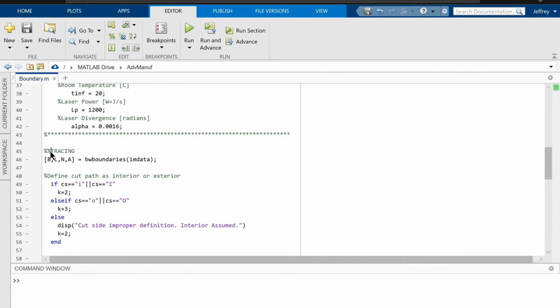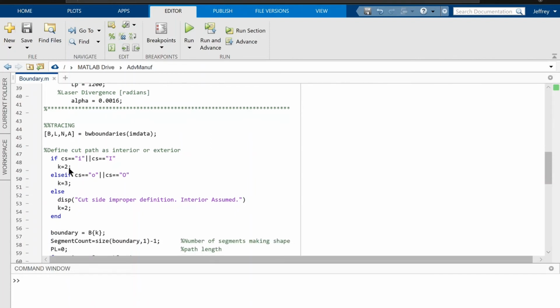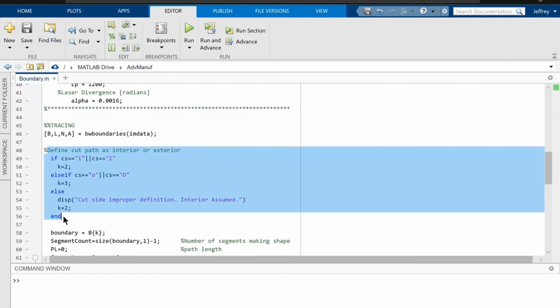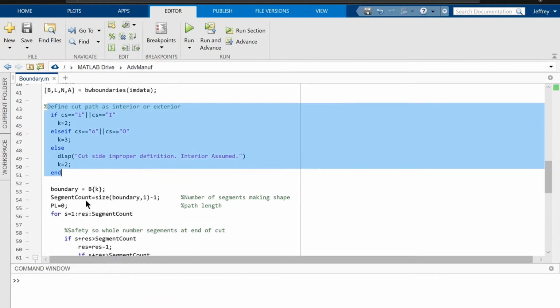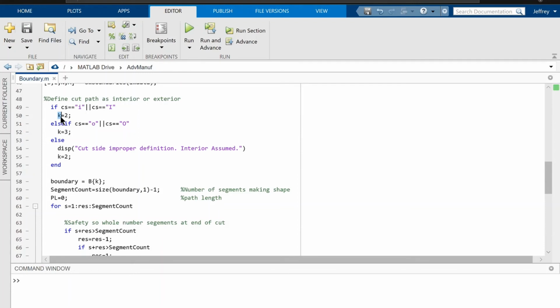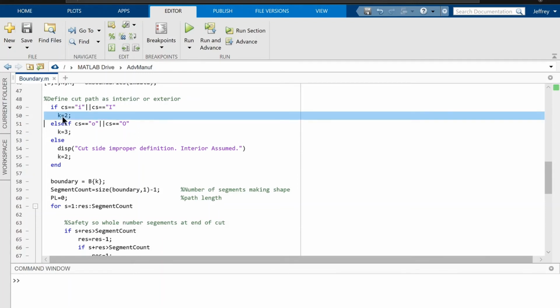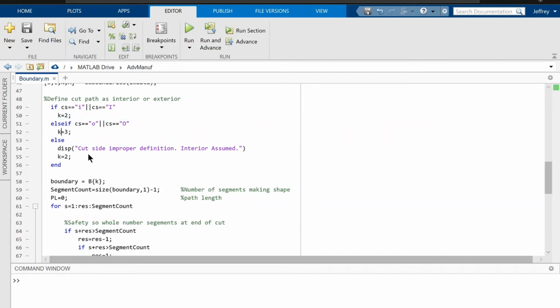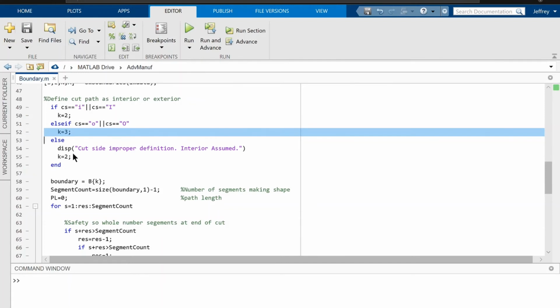So now diving into the second part, which is tracing. This function series here has to do with whether we are on the interior or exterior of the cut path. These k variables here are looking at whether you are on the inside or outside. 2 would be on the inside and a 3 is on the outside. We skip over 1 as that would be assuming the actual boundary of the entire picture that is uploaded.